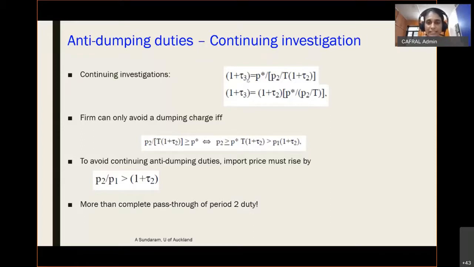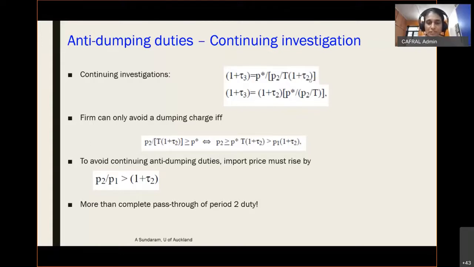But in order to calculate what that third period duty is going to be, it's going to compare the price in Turkey and the second period price, right? The second period FOB price. And that's defined by P2 over T1 plus tau 2, because that is the second period price that the firm is charging, right? So this is the transport cost and this is the tariff.